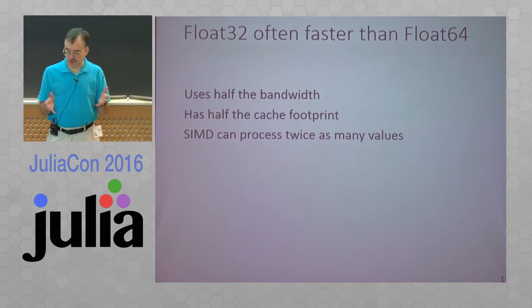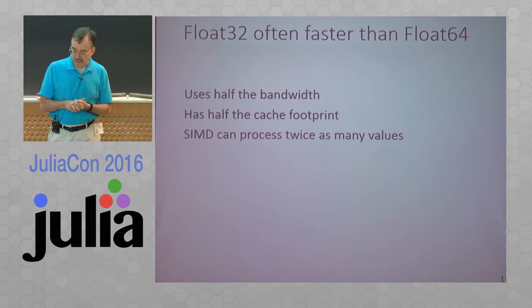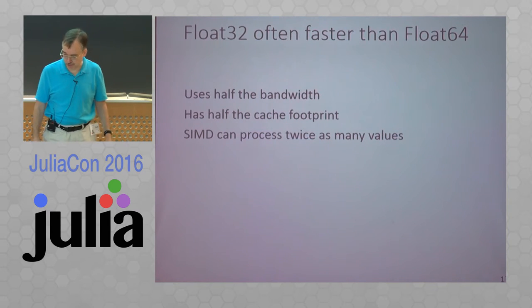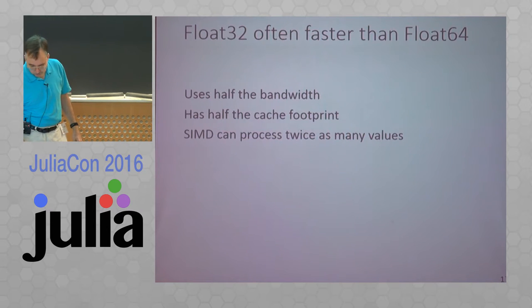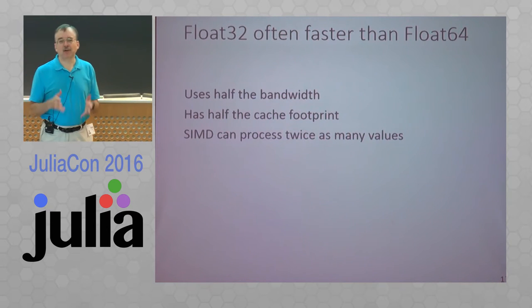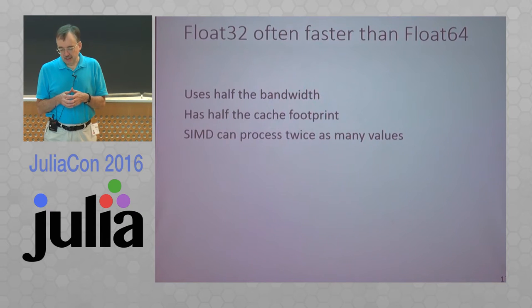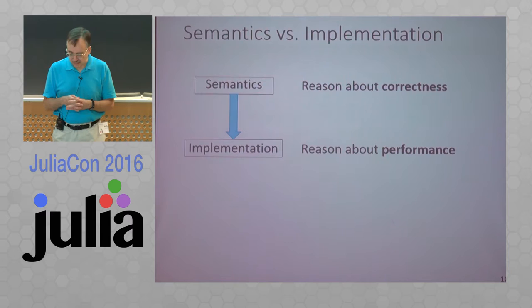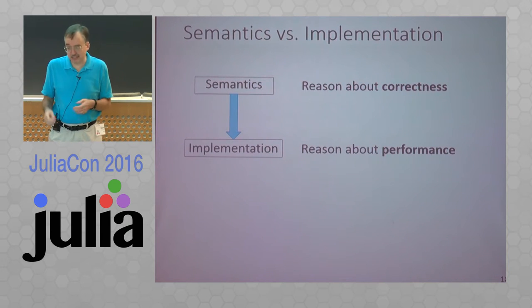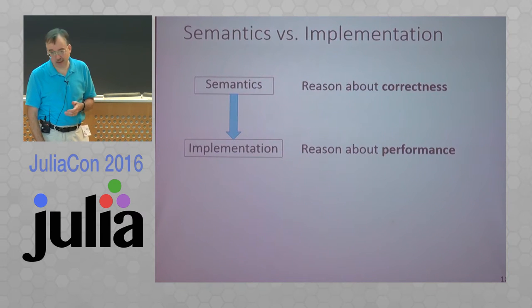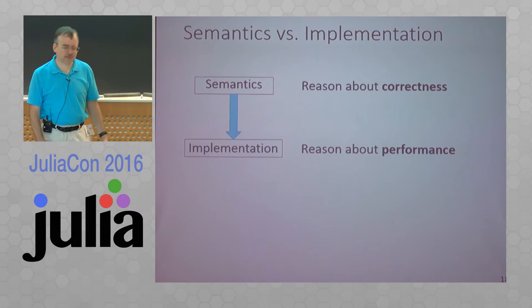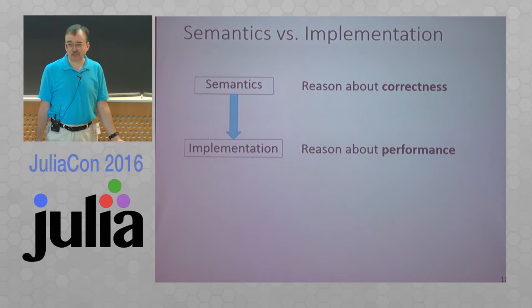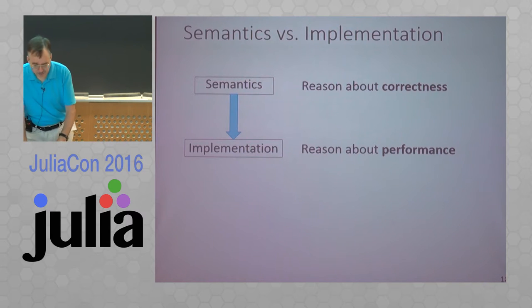They occupy half as much cache memory. And the SIMD units, just because of the width, you can cram twice as many into a SIMD vector, so they can process twice as many at the same time. So if you're really going after speed in floating point, you want to look at whether Float32 will get the job done. Sometimes it won't, because you need the extra precision, but a lot of times it can. If you have data coming particularly from the real world, the data is only good to probably 16 bits anyway in a lot of cases.